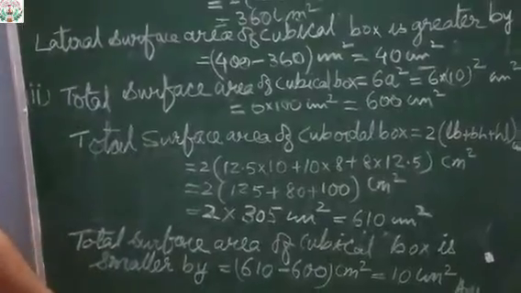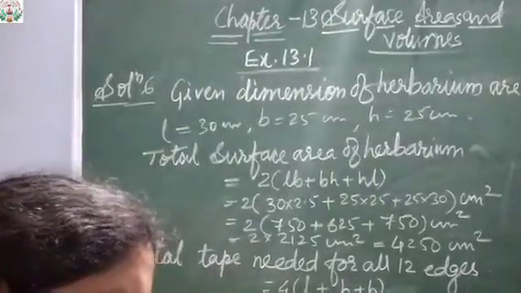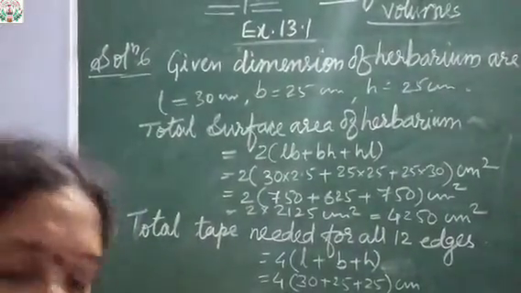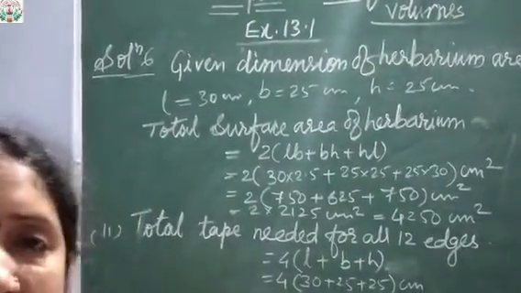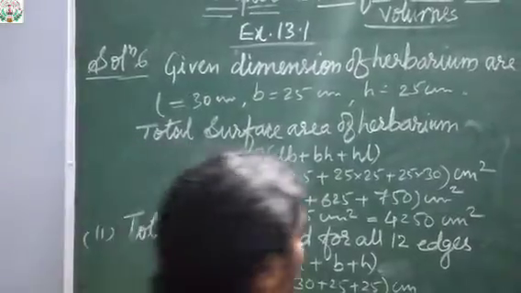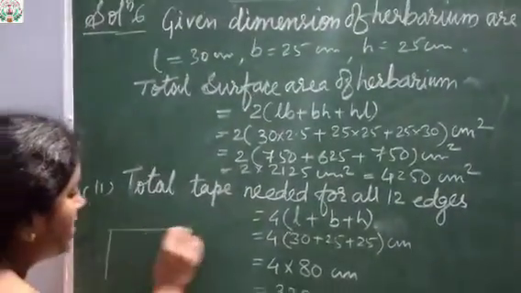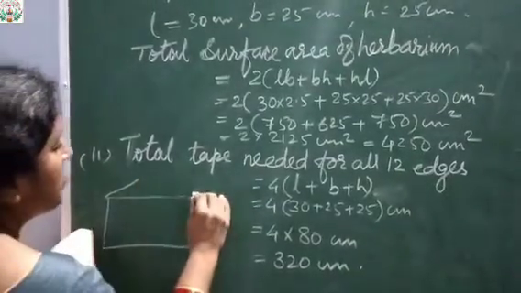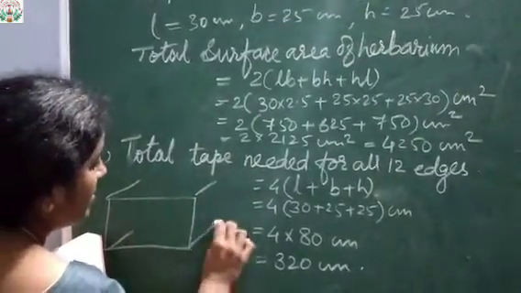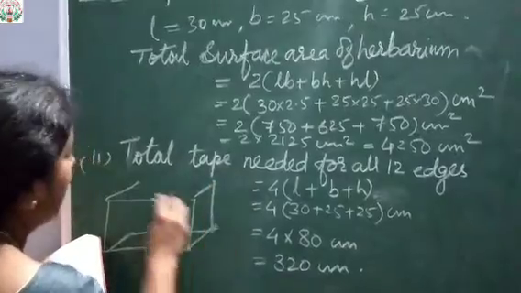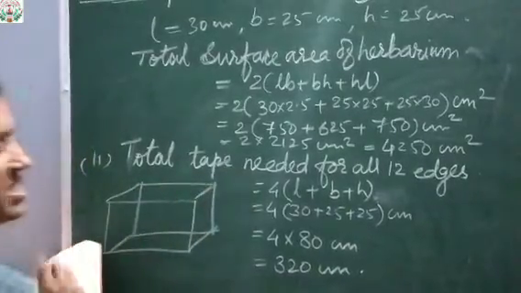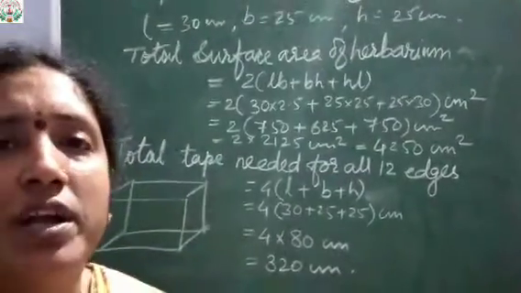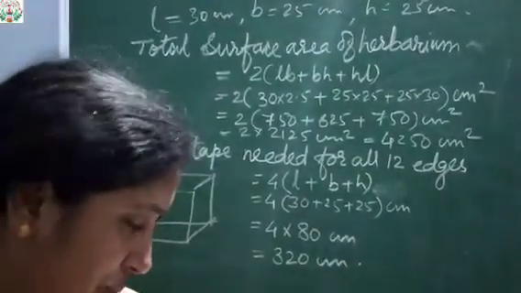Okay. Now sixth question. A small indoor greenhouse herbarium is made entirely of glass panes. Herbarium means, all of you know, it is a place where the sun rays get in, right? It is made up of fully glass so that sun rays can enter and the plants can grow easily. It is cuboidal in shape.